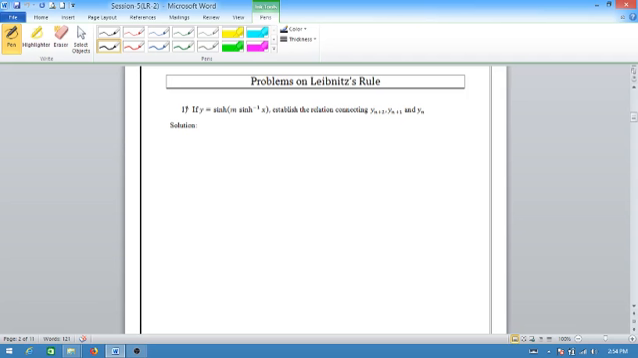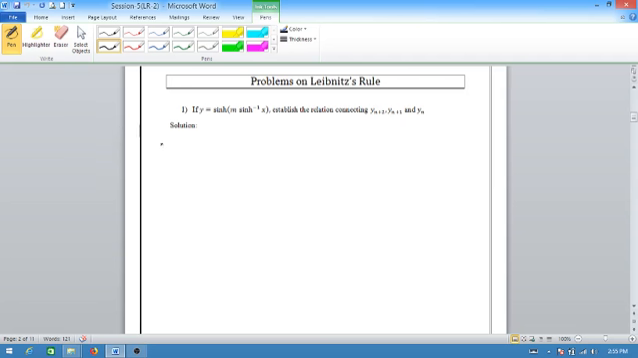Here I have considered the first problem. If y is equal to sine hyperbolic m into sine hyperbolic inverse x, you have to establish the relation connecting yn plus 2, yn plus 1 and yn. Since it contains yn plus 2, you have to differentiate the function y with respect to x 2 times, then apply the Leibniz rule, find the nth derivative.